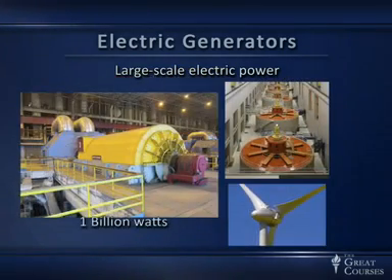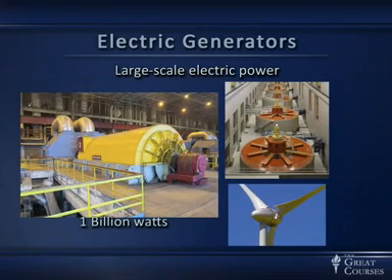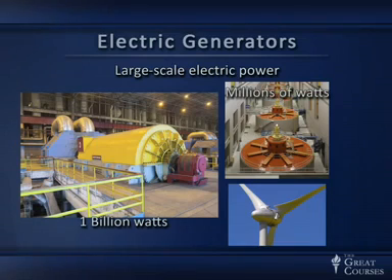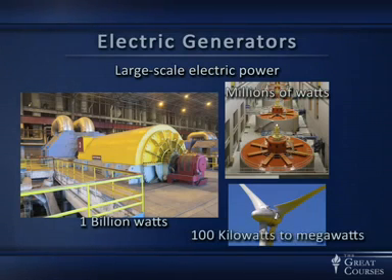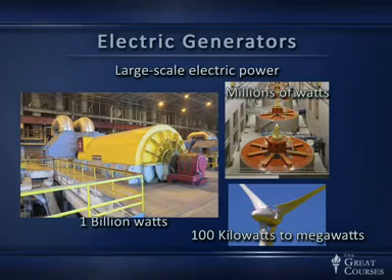The one on the left is probably generating about a gigawatt, about a billion watts of power. The ones in the upper right are probably generating a few hundred million watts each. The wind turbine might be generating anywhere from a few hundred kilowatts to a few megawatts, a few million watts.